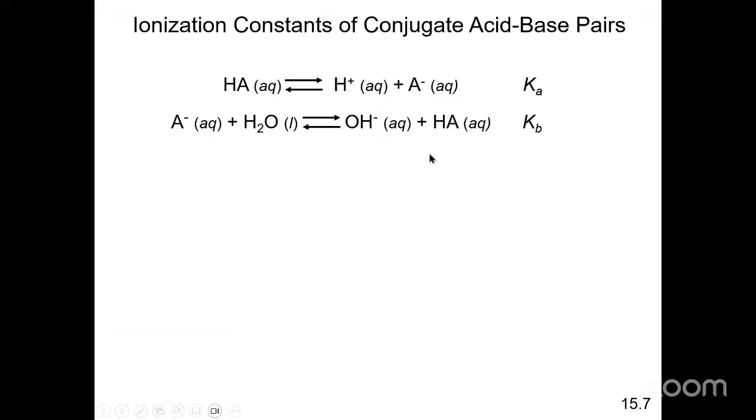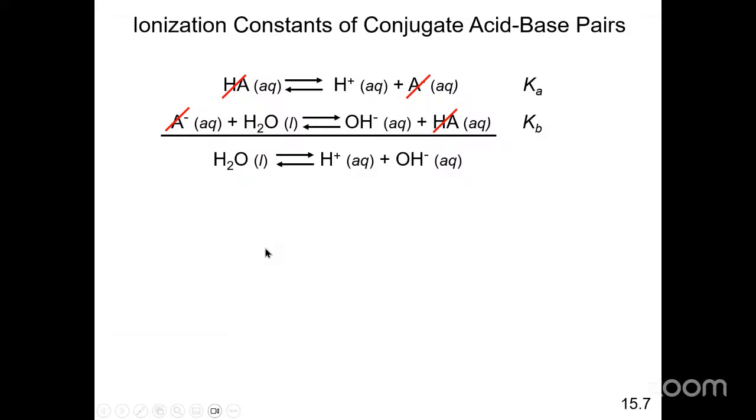So if you inspect this equation here and this equation, you're going to see that the items that are common to both sides will be the A minus, right? A minus here and A minus here. And then the other item that will be common to both sides will be the HA here and the HA here, right? And what do we end up with?